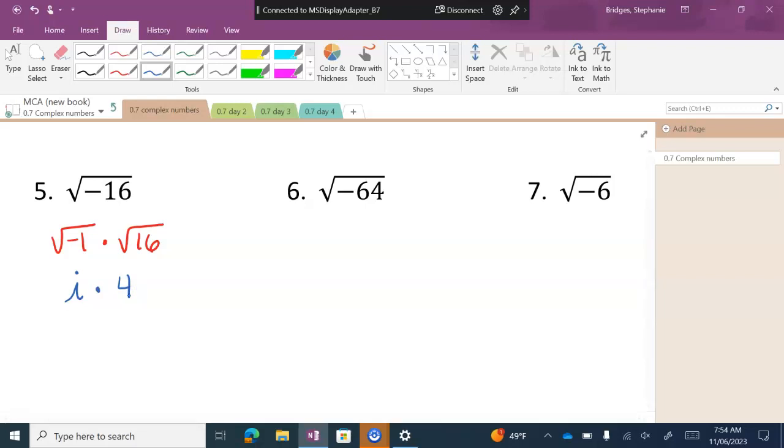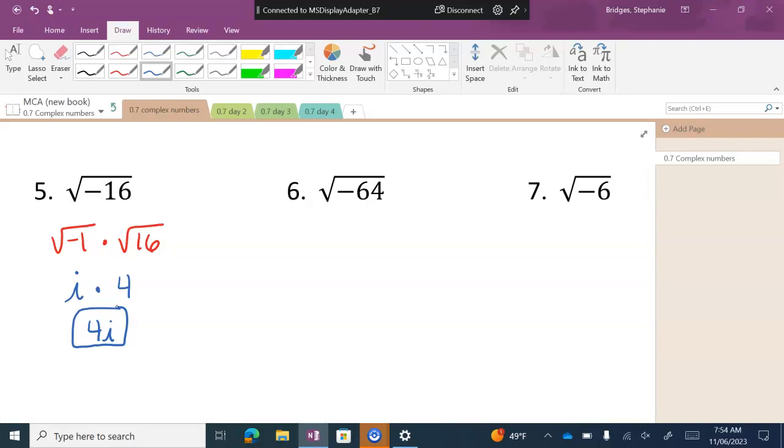And if I multiply i times 4, we basically treat it like a variable at this point. How would I write it? 4i. So the square root of negative 16, we can now simplify. We're not going to say not real anymore. We're going to do it like this, and we're going to give the answer as 4i.